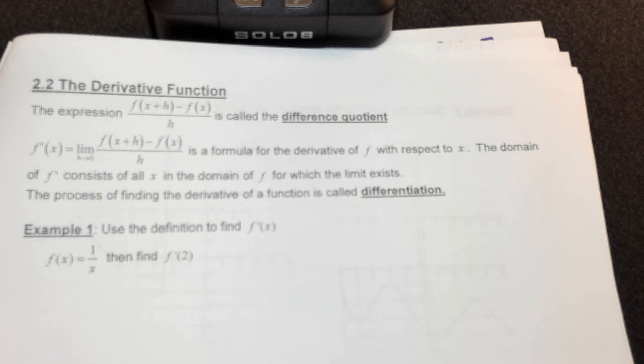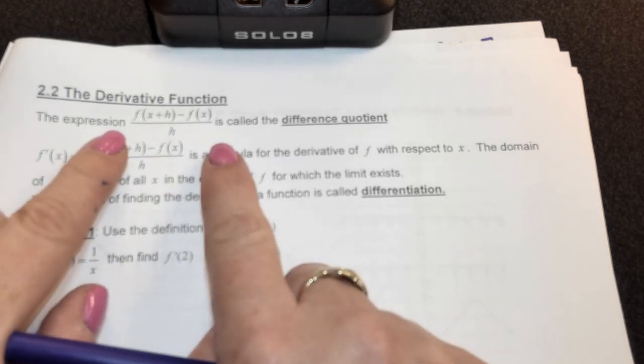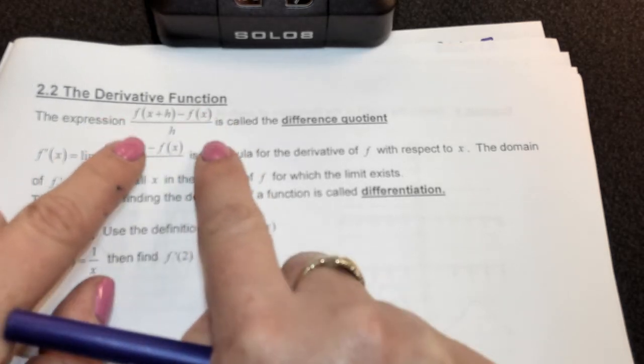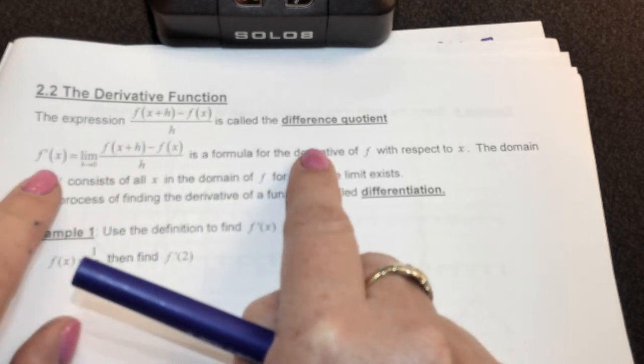We looked at f of x plus h minus f of x all over h, and we found the limit as h approaches 0 to help us calculate the slope of the tangent line. Without that limit, this expression is simply called the difference quotient.